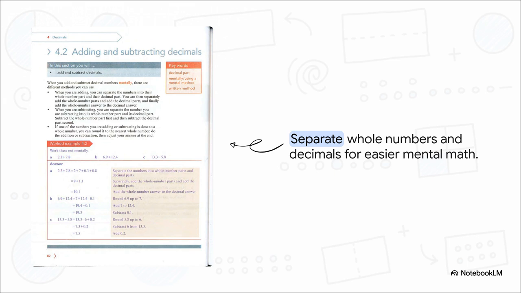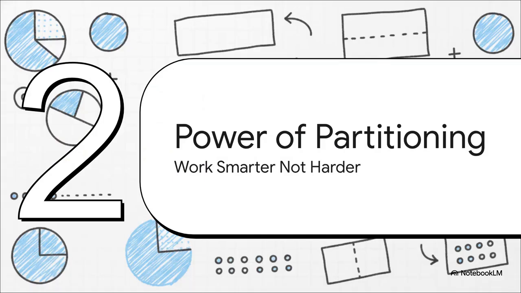For 13.3 minus 5.8, round that 5.8 up to a nice even 6. Subtracting 6 from 13.3 leaves you with 7.3. Then just add back that 0.2 difference you created by rounding, and you get 7.5. Honestly, it's incredibly efficient once you get the hang of it. Which brings us perfectly to Section 3, the power of partitioning, working smarter, not harder.